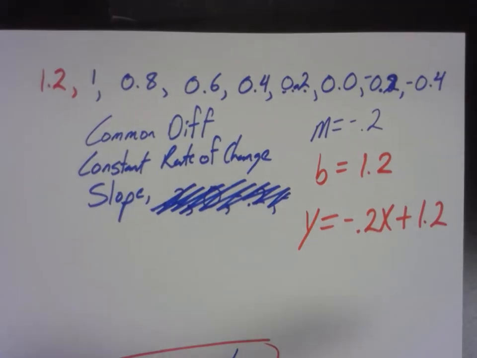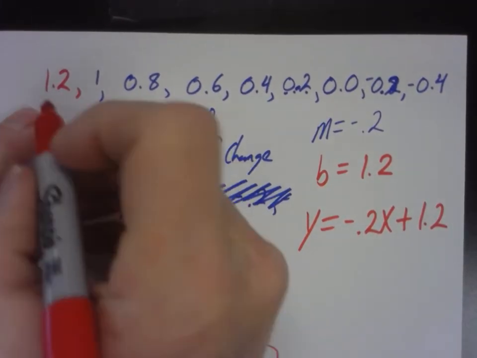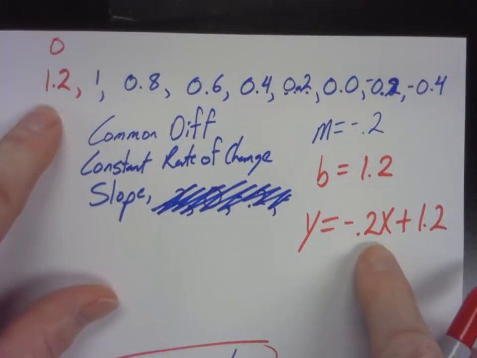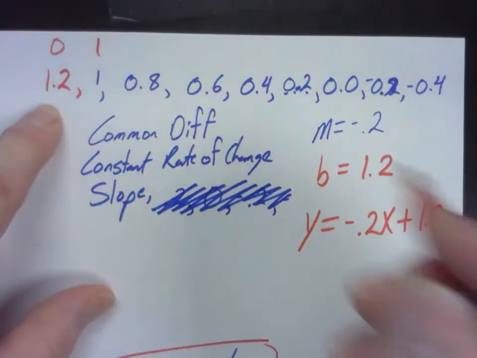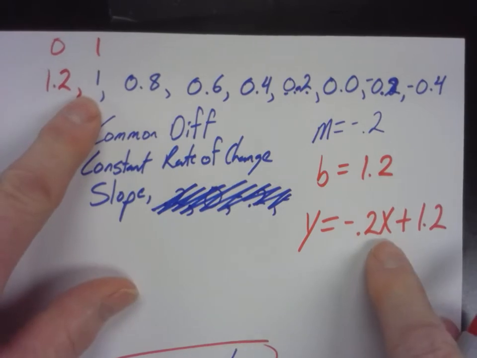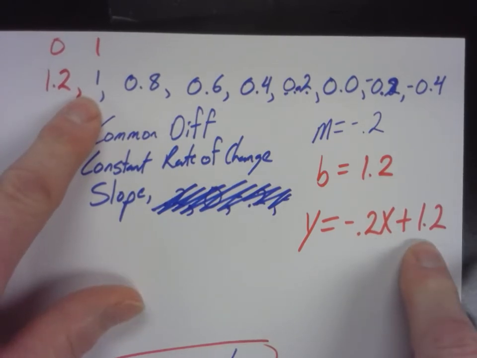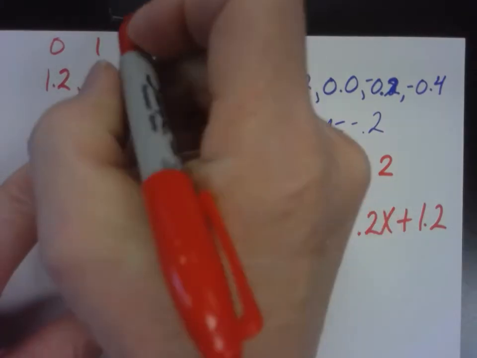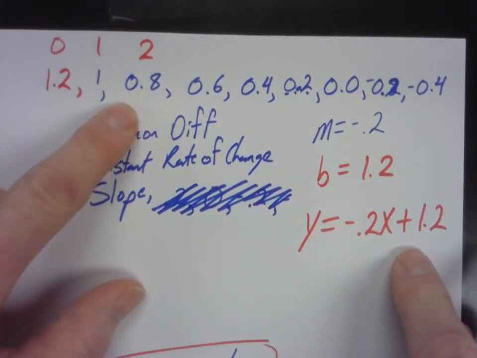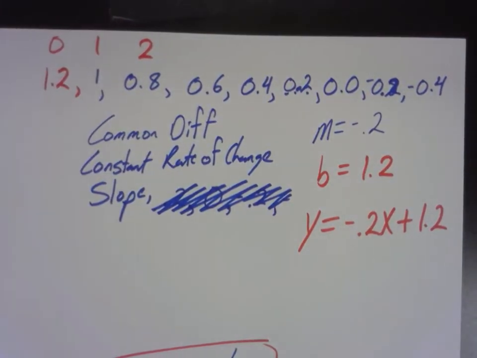Now let's check, does it work? If we put 0 in for x, do we get 1.2 out? Yeah. If we put 1 in for x, does this work? Yeah. It does, because we end up with negative 0.2 plus 1.2, which is 1, right? If we put 2 in, does it work? Yeah. Okay. So, do you understand?